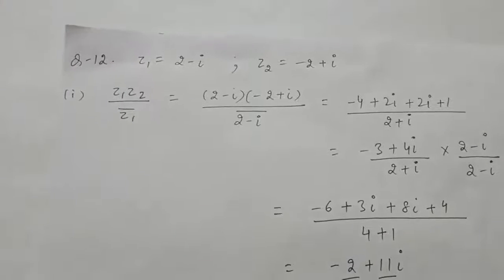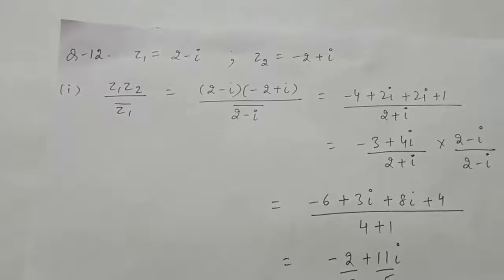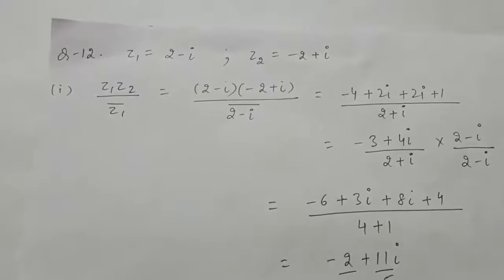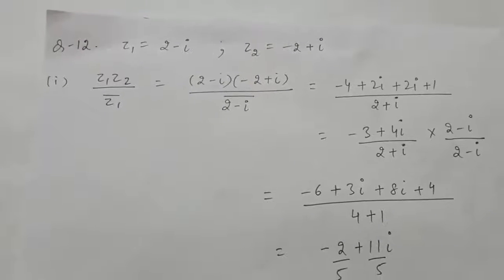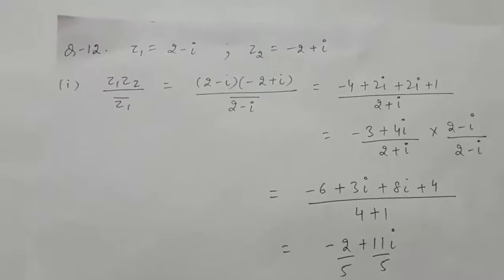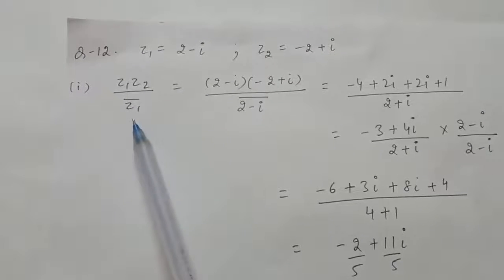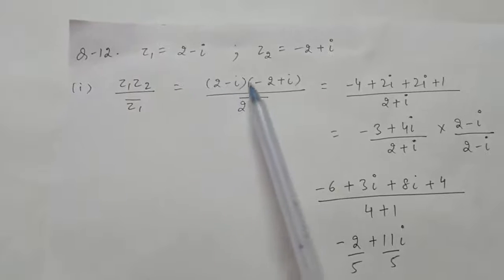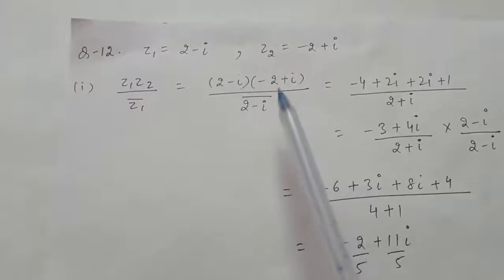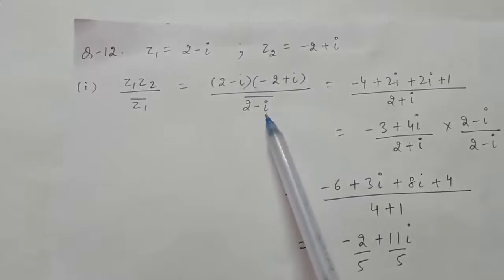In question number 12, z1 and z2 are given to you. You have to find the real part of z1 into z2 upon z1 conjugate. So first of all, we will find this complex number z1 into z2 upon z1 conjugate. So it is (2 minus iota) into (minus 2 plus iota) upon conjugate of 2 minus iota.